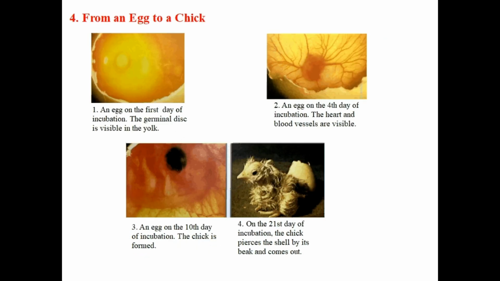These pictures show the changes from an egg to a chick. In the first picture, we have an egg on the first day of incubation. The germinal disc is visible in the yolk. In the second picture, we have an egg on the fourth day of incubation. The heart and blood vessels are visible. The blood vessels provide the oxygen, the nutrients, and the needed materials for development.